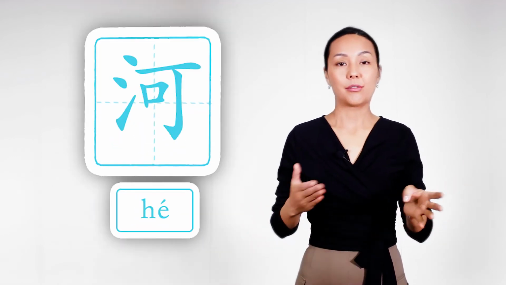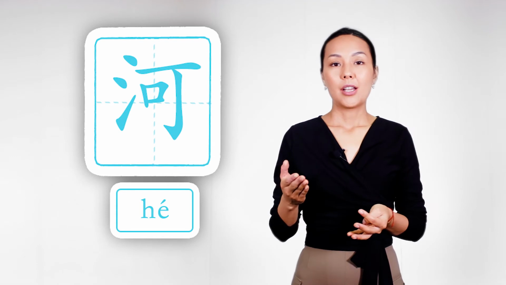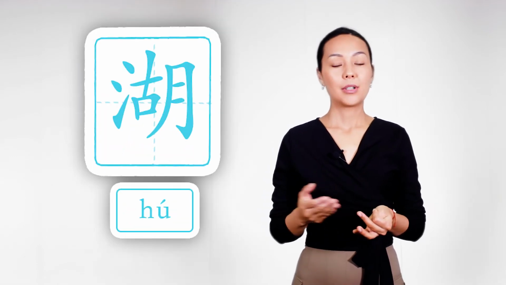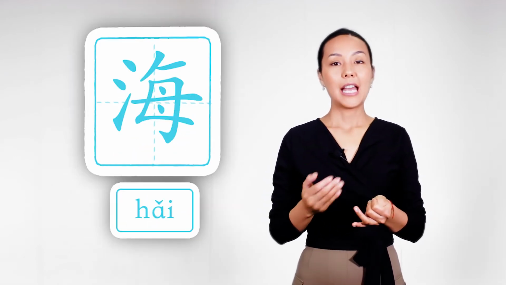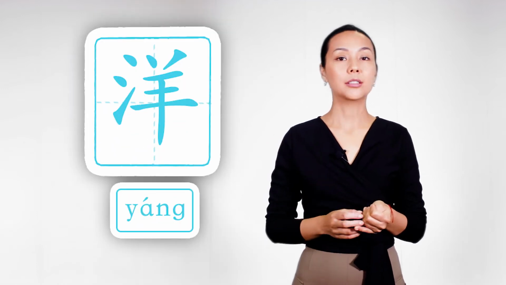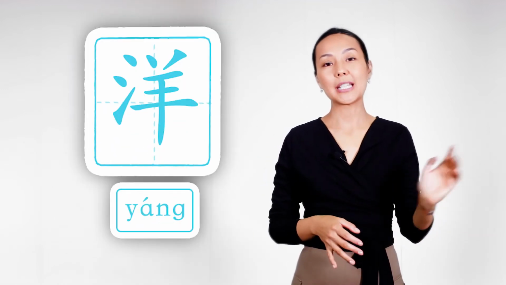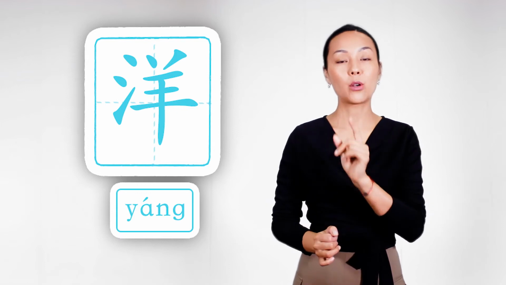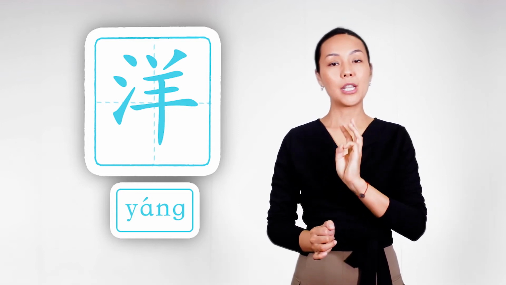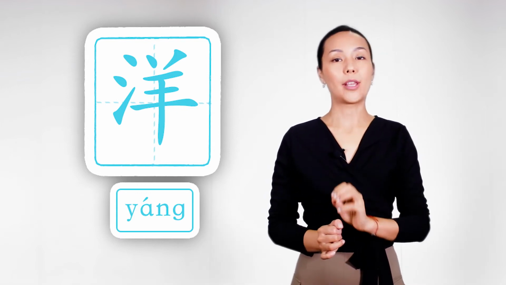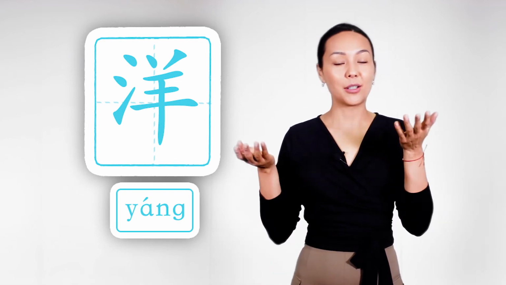So the radical water, you will see in characters connected with water, for example, river, 河, lake, 湖, sea, 海, and ocean, 洋. In all these characters, you can see water on the left, and they call this form of water three dots water, 三点水. And it's really obvious that water is in these characters because they are all about water.